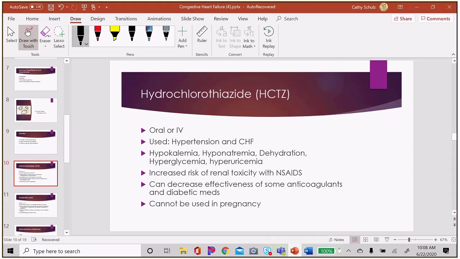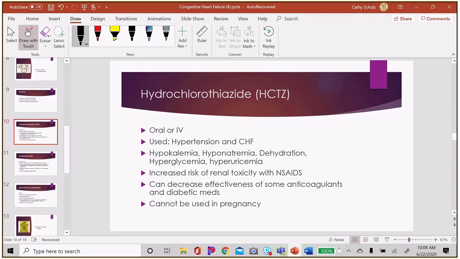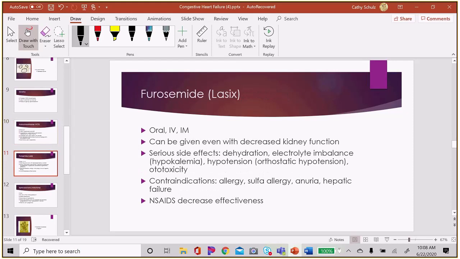There's an increased risk of renal toxicity if it's taken with NSAIDs like ibuprofen. So in general, hydrochlorothiazide and ibuprofen are not used together, and this medication cannot be used in pregnancy. So our mainstay diuretic therapy for congestive heart failure is furosemide. You certainly could use furosemide for other things.